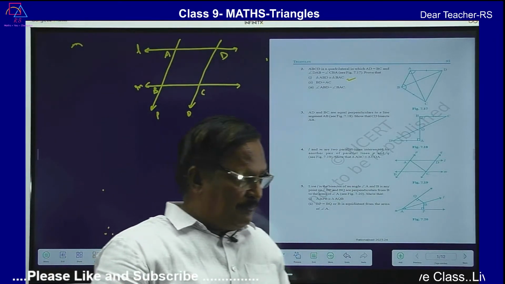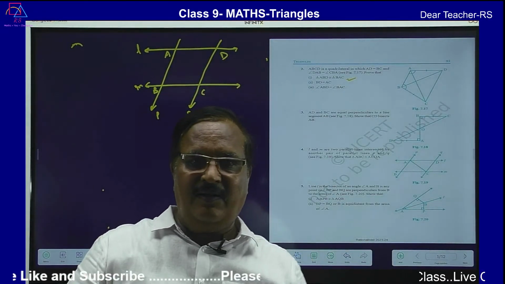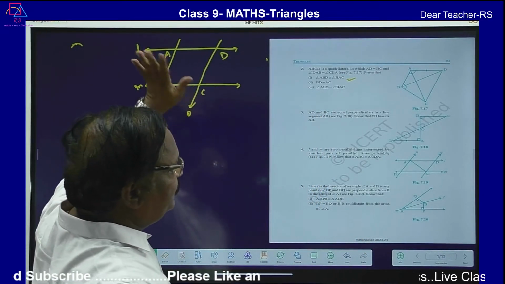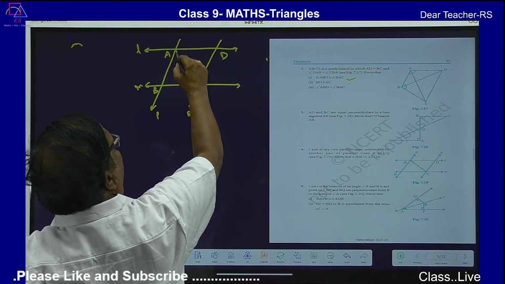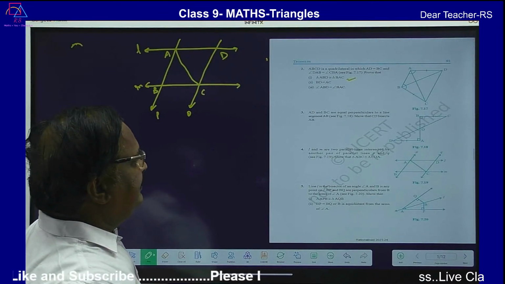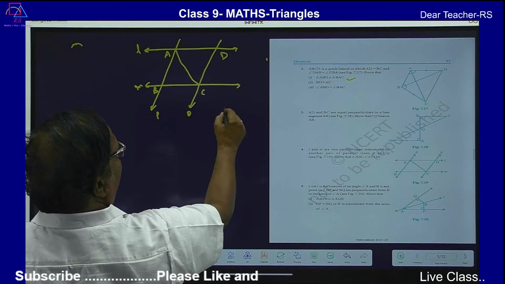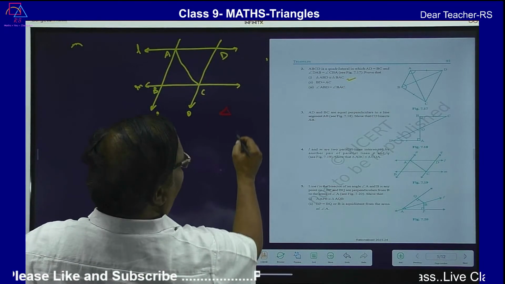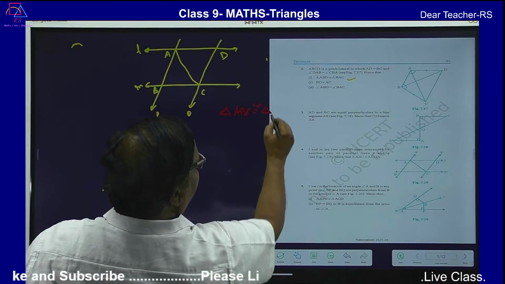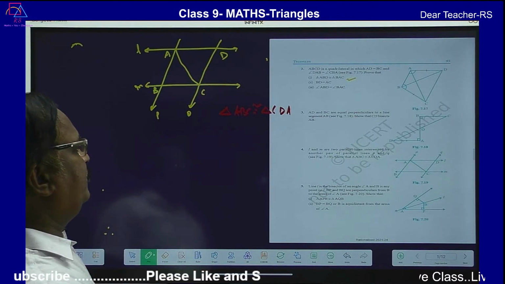But the parallelogram chapter is coming next. So we don't know the properties of a parallelogram. So we will use only what has been done so far, and with that we will do it. So now we have to prove that triangle ABC is congruent to triangle CDA. Okay, that we have to prove.